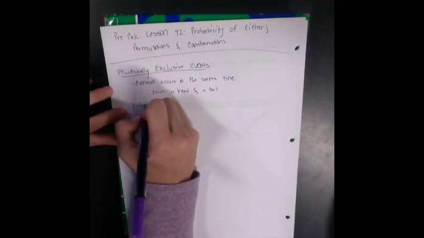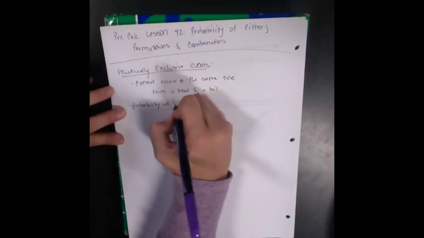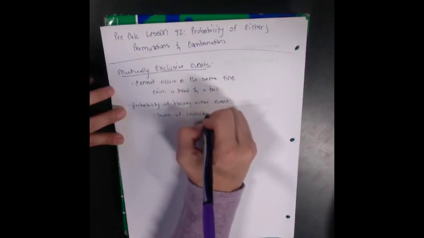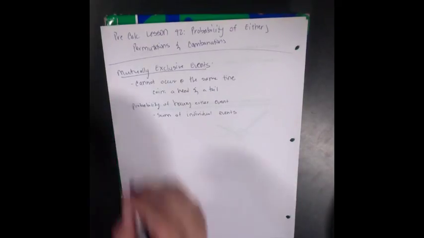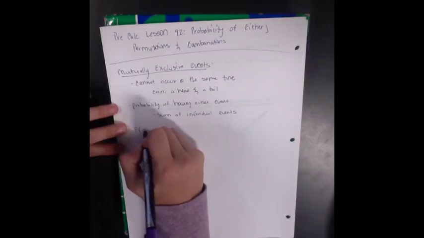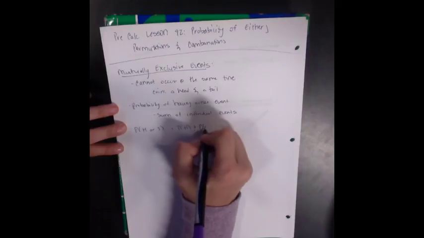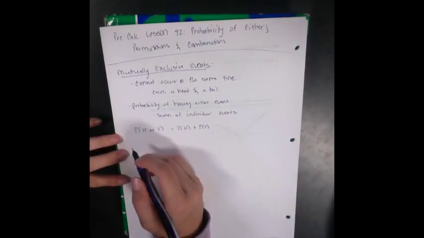So the probability of having either event is the sum of the individual events, right? So if we had the probability of heads or tails, it would be the probability of heads plus the probability of tails. Okay, now we have two different ways we write these.